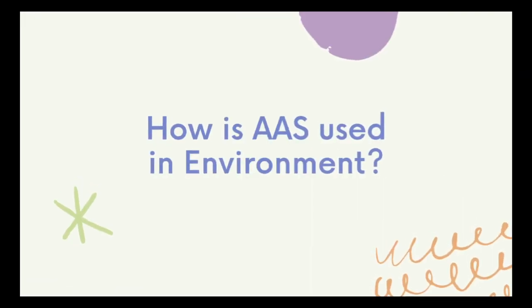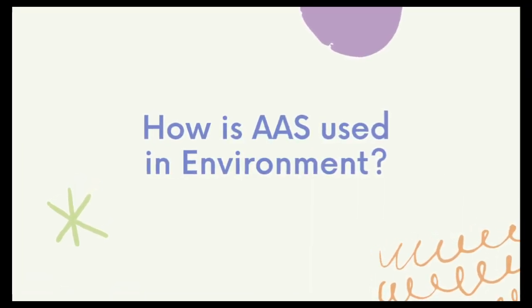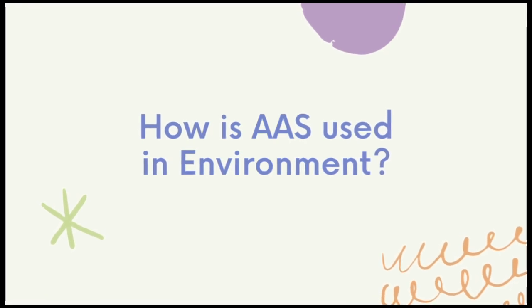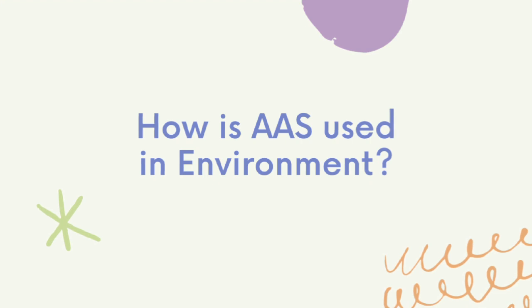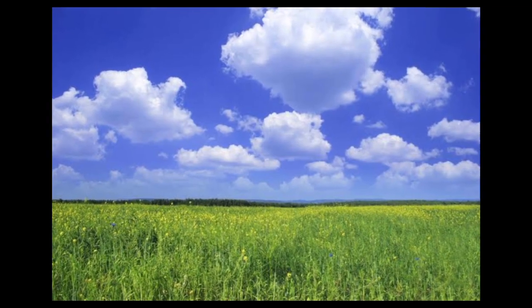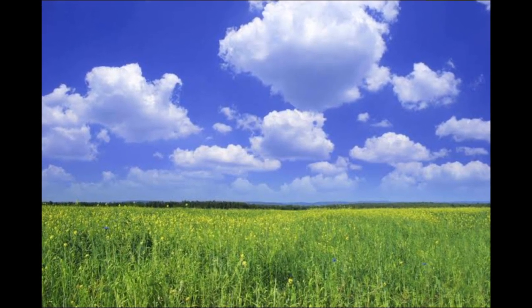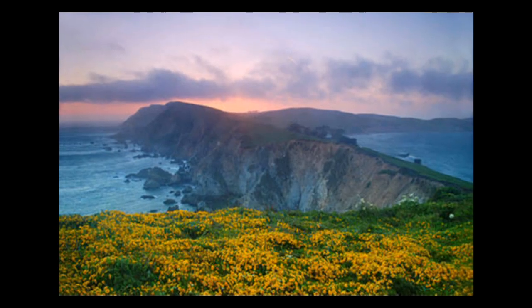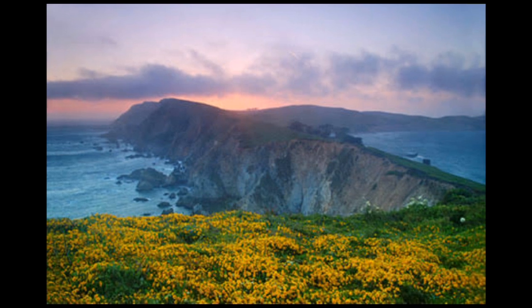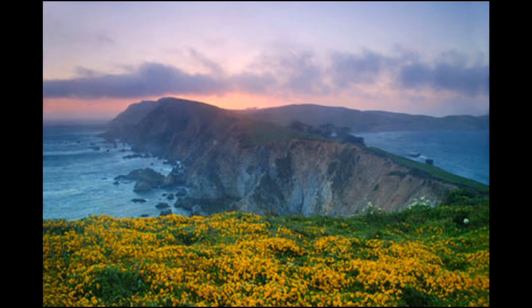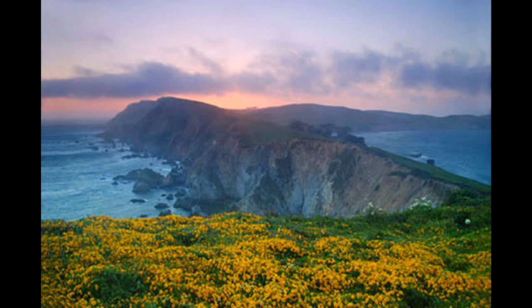So, how is AAS used in the environment? In an environmental laboratory, atomic spectroscopy techniques are used to determine the composition and concentration of regulated metals in environmental samples: waters, wastewaters, soils, sludges, and waste materials.